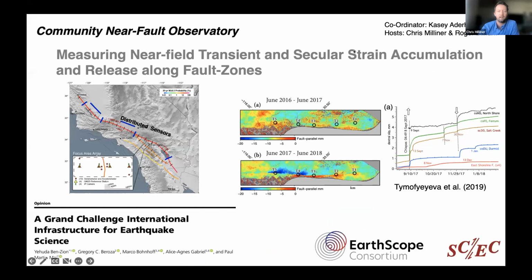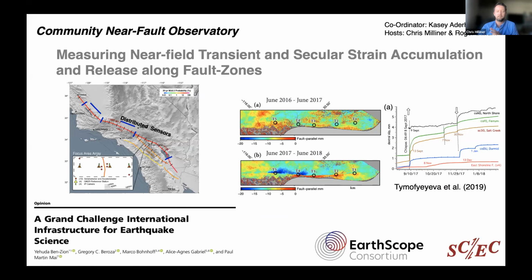Okay. So thank you and welcome everyone to today's breakout session. This session is part of a series aiming to develop a community near fault observatory, which is called ROSO. My name is Chris Milliner. I'm a postdoc at Caltech, and I'll be moderating this session alongside Roger Bilham.